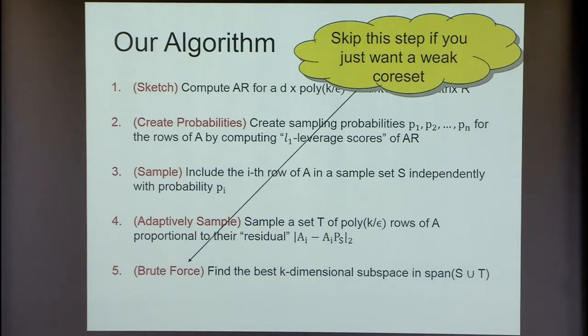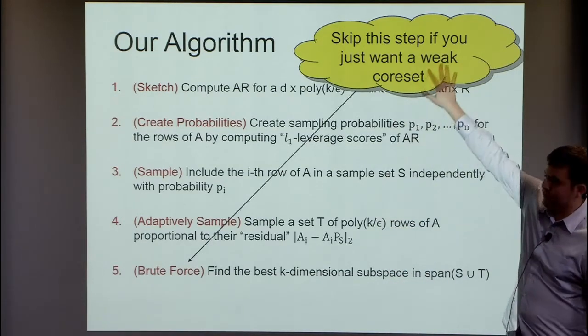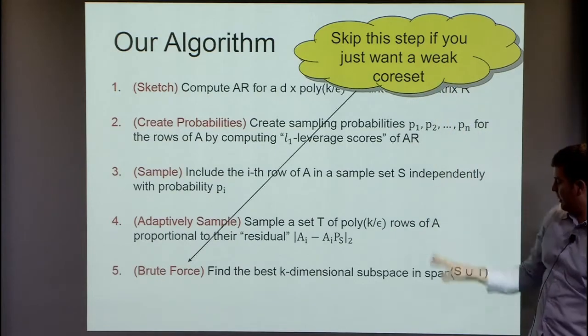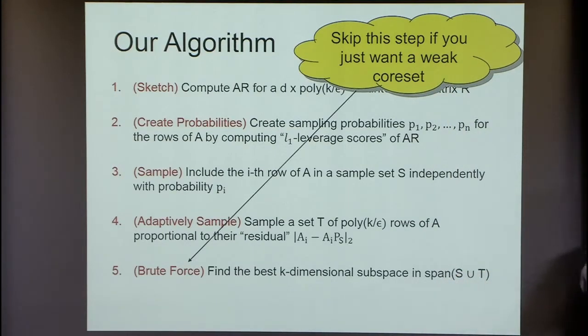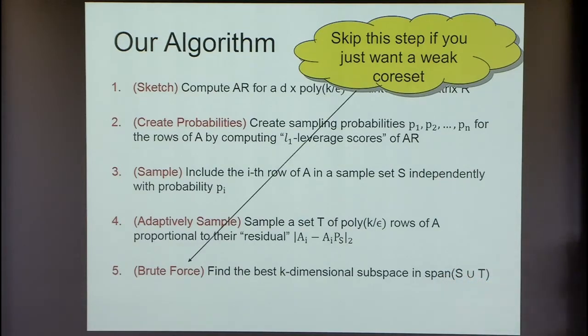However, as I said, if you don't like that term, you can stop at step 4 if you just want a weak core set, because at this point, you're guaranteed that S union T contains a good k-dimensional space in its span. So that's the idea here, and the same basic framework applies to these other loss functions, and the overall time is input sparsity time plus n plus d poly k over epsilon, plus an exponential term for the last step in k over epsilon.